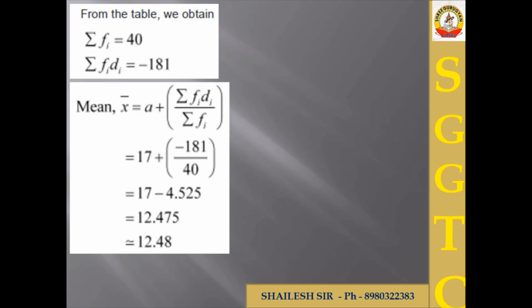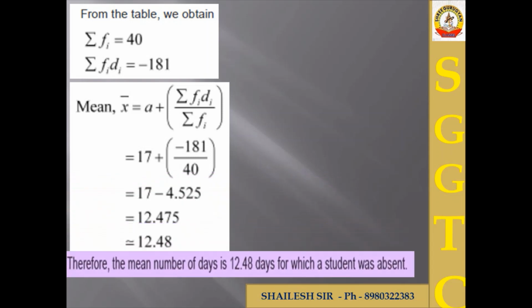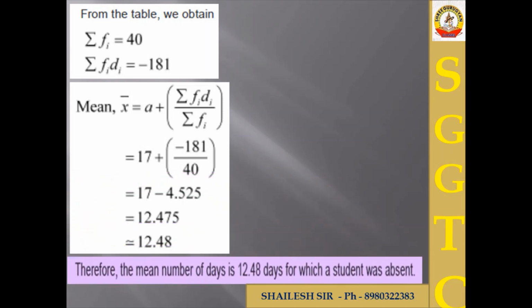Are you clear? What is the difference between the third formula and the second formula? In the third formula, h is utilized if the class interval is the same. But in the second formula, class interval is not utilized anymore. And calculate the last answer, 12.475. Rounded figure, 12.48. Yes, 12.48 is my last answer. Therefore, the mean number of days is 12.48 days for which students were absent. Means average, it is 12.48. Next.